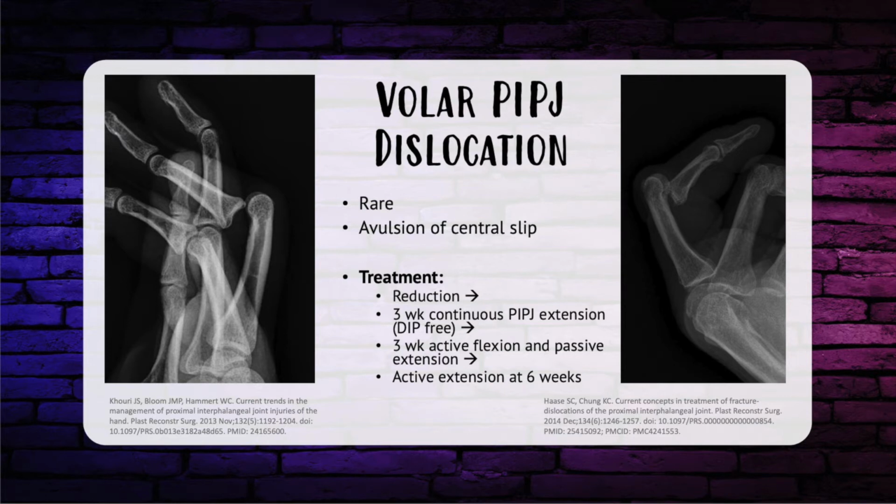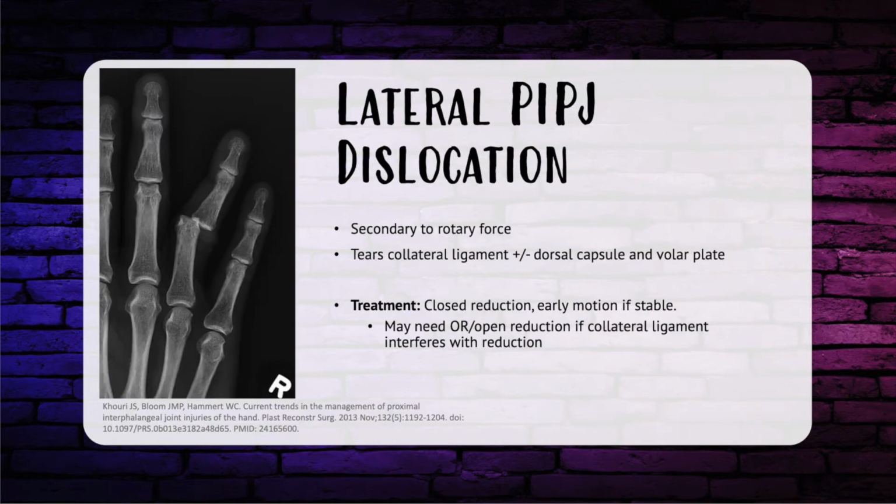It is important to keep the DIP joint open so the lateral bands can continue to glide, and that helps prevent stiffness overall. At 3 weeks, the static splint is exchanged for active flexion and passive extension, and at 6 weeks, active extension is begun. Sanam, what about for lateral dislocations?